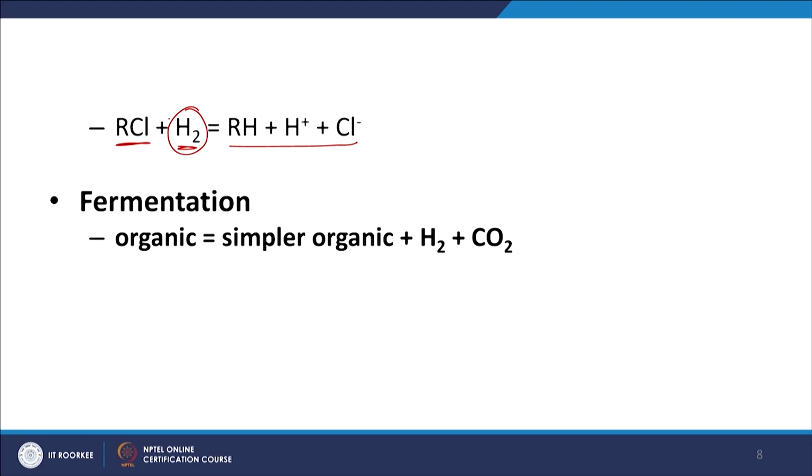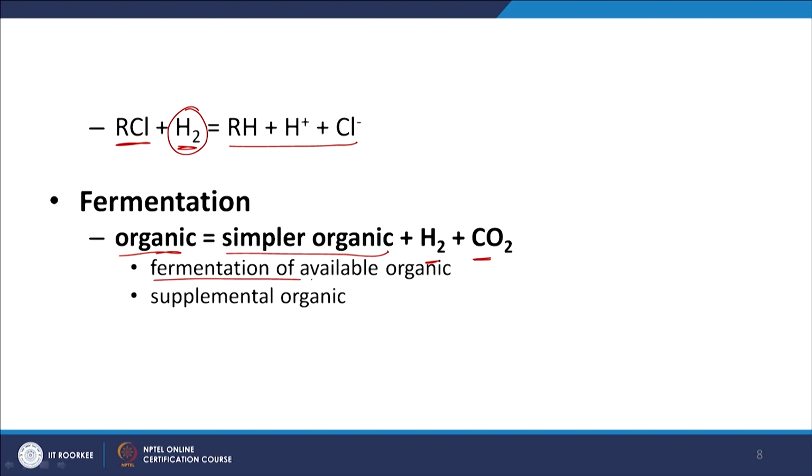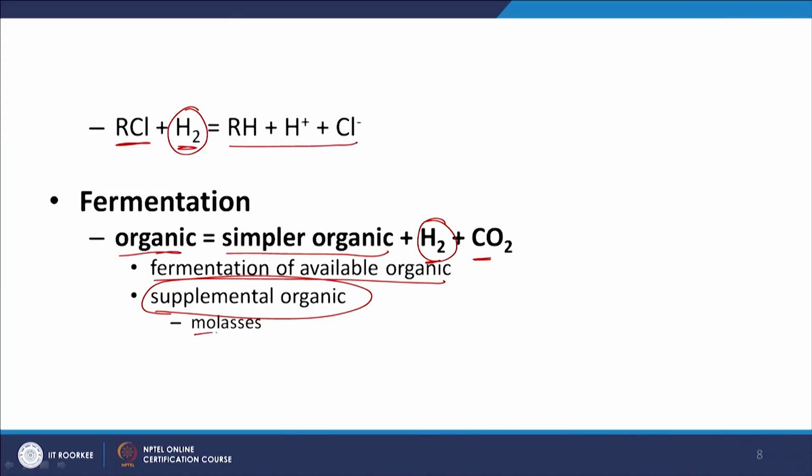In fermentation, as we briefly discussed, one particular organic compound goes to a simpler organic compound, H2 and CO2, depending upon the type of compound. So fermentation of the available organic can go through, or you are going to add a particular organic that can undergo fermentation. Why is that? Because sometimes you want formation of H2. Typically, molasses is added quite often. Molasses can act as your electron donor or can undergo fermentation too. That is something to keep in mind, because we have a particular case study that we are going to look at where they introduce the molasses.